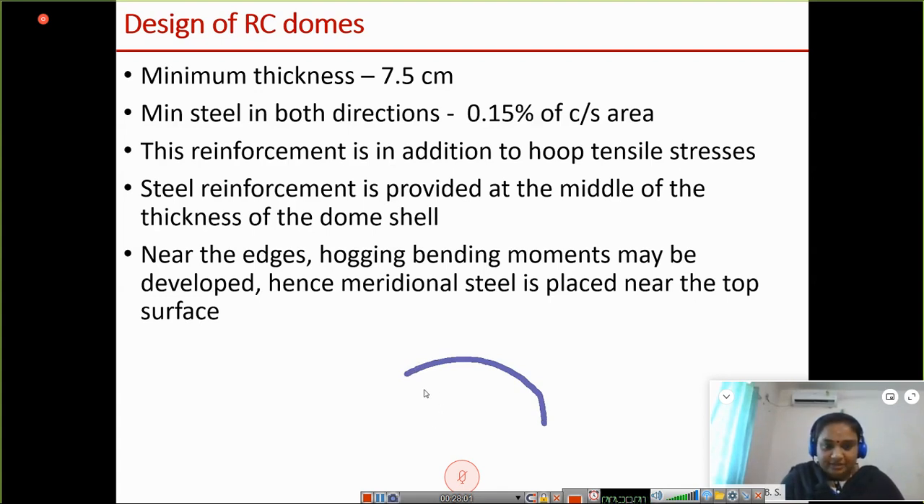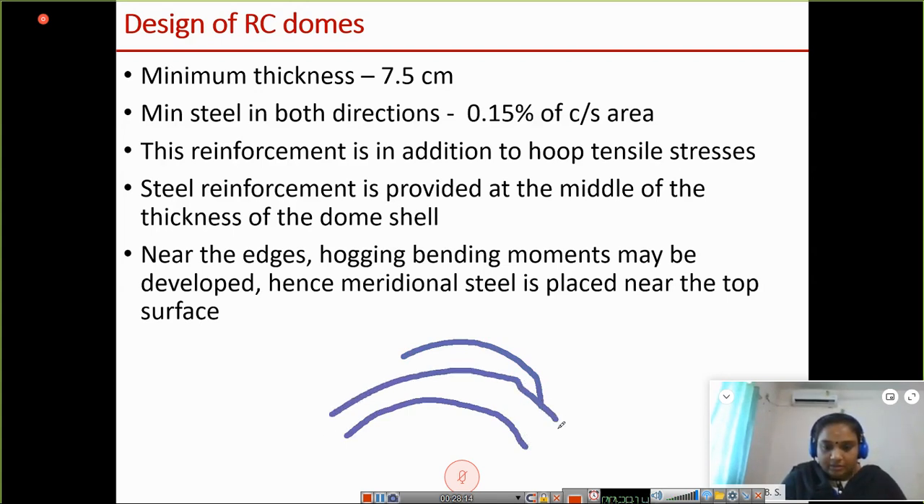It's very difficult for me to draw in this platform. Let me try it again. Okay. So you might develop the hogging moment at the edges.